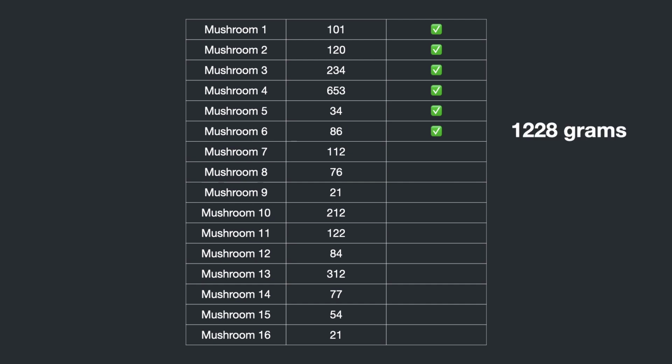Kira found 16 mushrooms. She weighs each mushroom. Here are the weights in grams. She starts adding the weights in her head, and these are the mushrooms she can carry. The sum of their weights is 1228 grams. But this would not fill the bag efficiently. There is room for more. Adding mushroom 7 would overload the bag, as well as mushroom 8. Mushroom 9 would fit and brings the total up to 1249, but that still does not fill the bag efficiently.